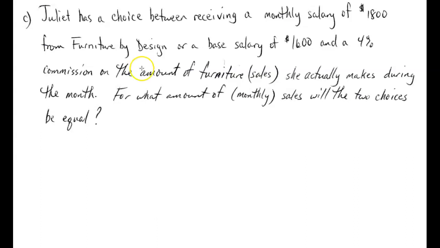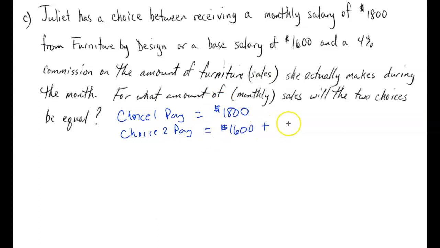So we know here that we basically have two choices. So I'm going to put choice 1 pay and choice 2 pay. And I'll abbreviate it. We'll just leave it like that for now. So we know that choice 1 pay is just straight $1,800 a month. We know that choice 2 pay is a guaranteed $1,600, but in addition to that, we have 4% of furniture sales.